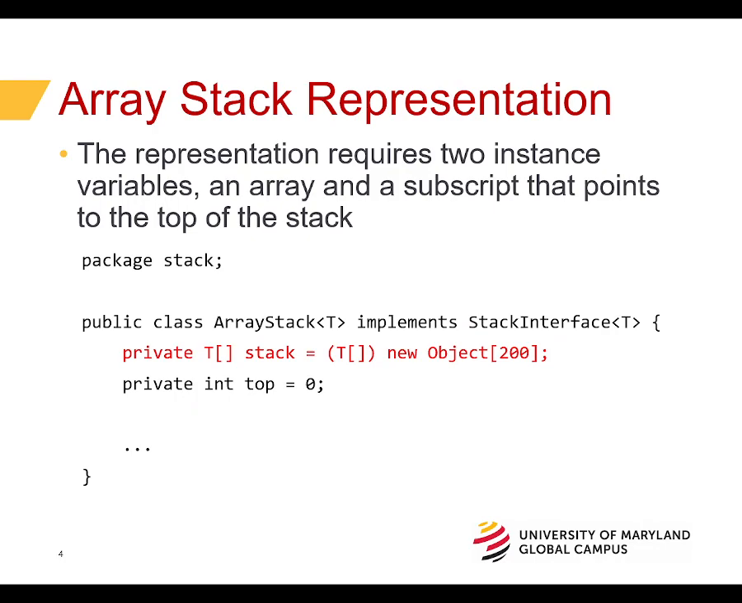Because it is always a good practice to ensure that the representation is hidden, both variables are declared private. We named the array stack. Note its type is an array of the generic type T. Because we cannot instantiate an array whose type is a generic type, we must instantiate an array of type Object and then perform a typecast. We chose an arbitrary size of 200.